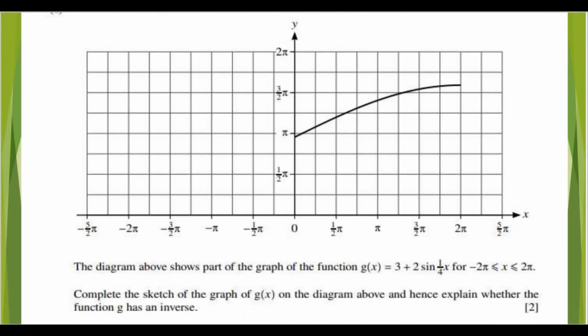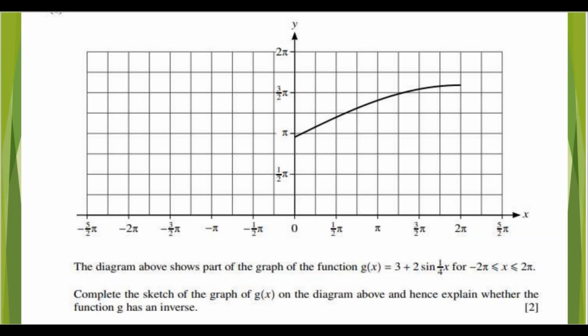The next part of the question is, the diagram above shows part of the graph of the function g of x equal to 3 plus 2 sine 1 over 4x. Complete the sketch of the graph of g of x on the diagram above, hence explain whether the function g has an inverse. So here g of x is given and we need to complete the diagram. Complete and sketch the diagram.